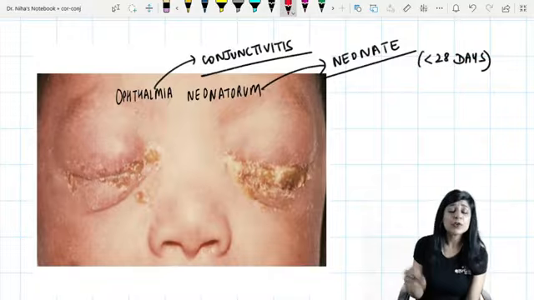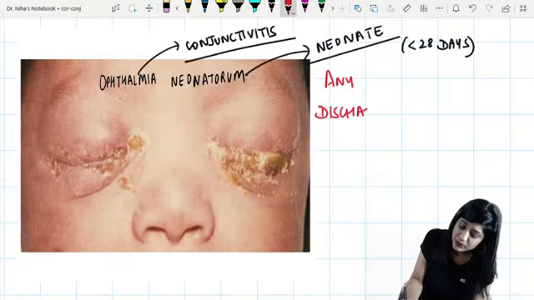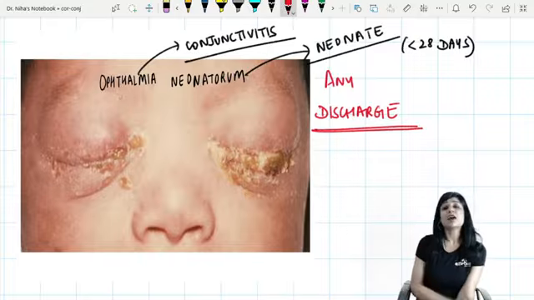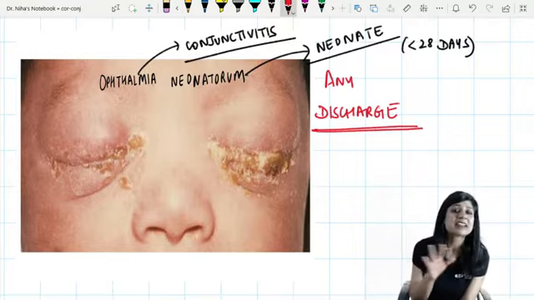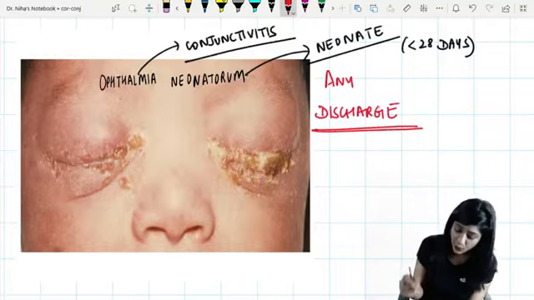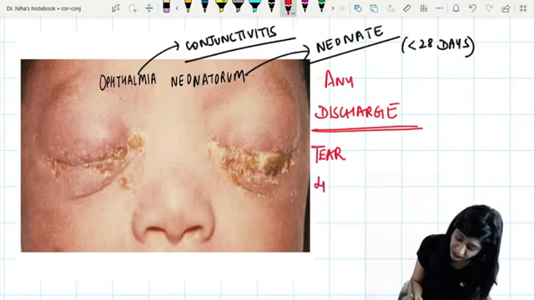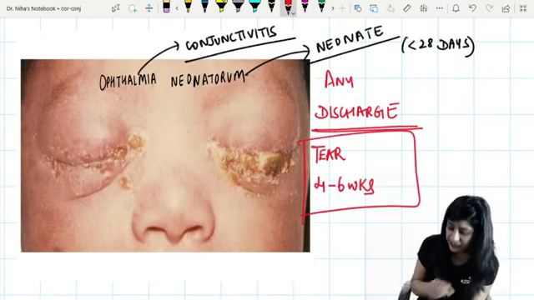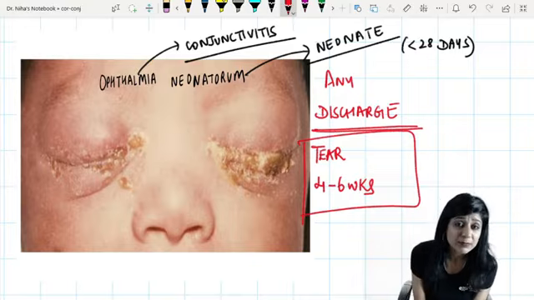And how will you suspect it? Any discharge from the eyes of a baby less than 28 days should arouse the suspicion of Ophthalmia neonatorum, because tears are not formed till then. What is the time of tear formation? If you talk about the tears, it is between 4 to 6 weeks. So before that, any kind of discharge that is taking place is actually Ophthalmia neonatorum.